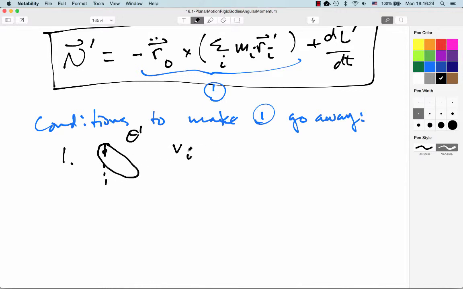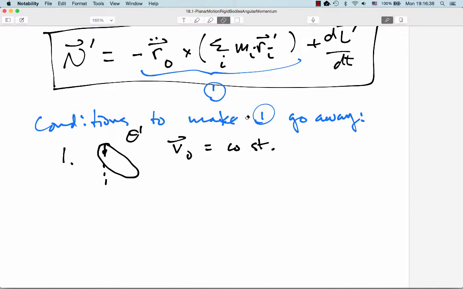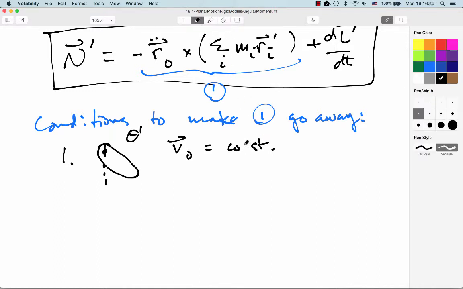You had the case where your v naught was a constant. So if, say, you were analyzing some pendulum swinging while in a car moving at a constant speed, well, then that's okay. Because v naught is constant, that means that r naught double dot is equal to 0, and then term 1 goes away.